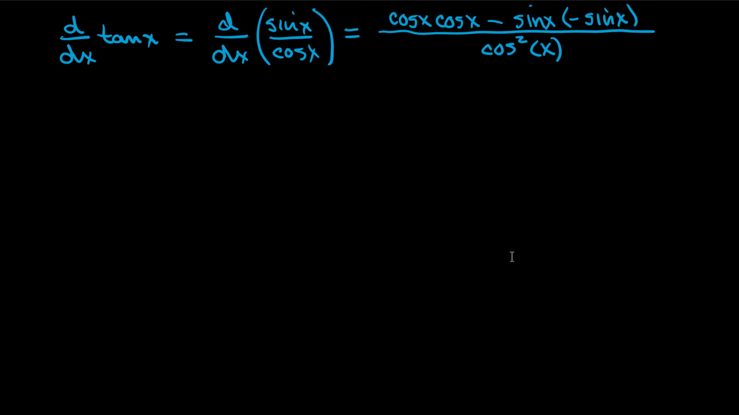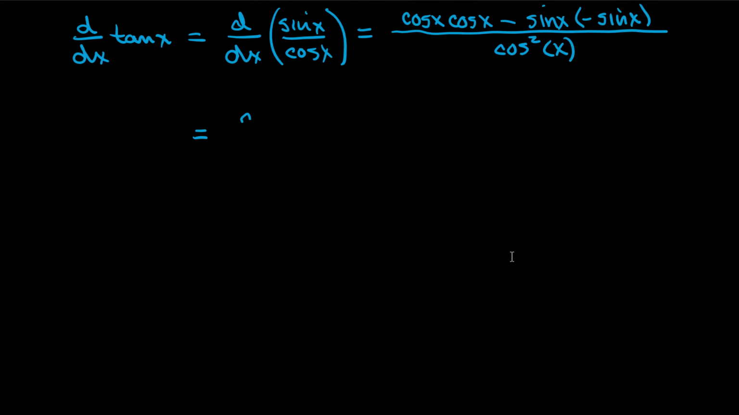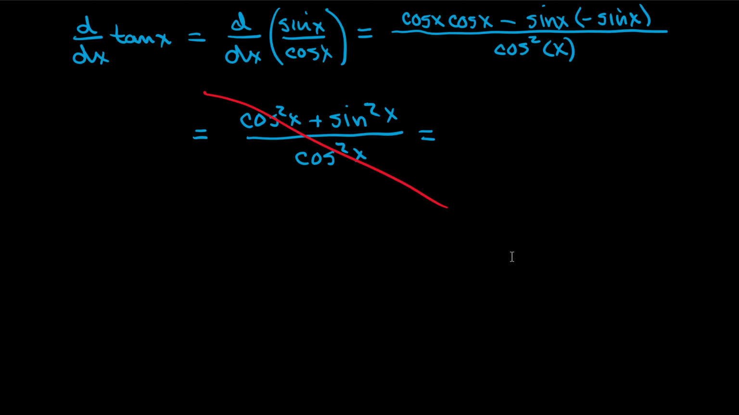Okay, so this gives us then cosine squared of x minus a minus on the sine is going to give us plus sine squared of x, over cosine squared of x equals, where do we go from here? First off, do not cancel out those cosine squareds like that. That is not something you're allowed to do. Algebraically, that is a mistake. You can only cancel something in the numerator and the denominator if every term has that factor you're canceling.